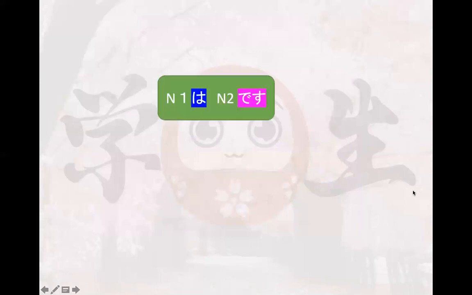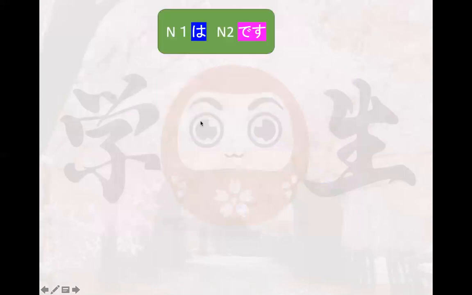Now, let's talk about grammar. So the first grammar pattern, the very simple grammar pattern that we're going to talk about in lesson 1 is the pattern noun 1 wa, noun 2 desu. Noun 1 wa, noun 2 desu.